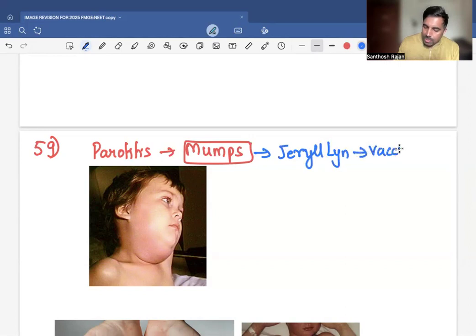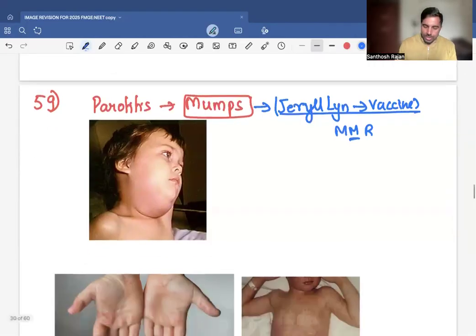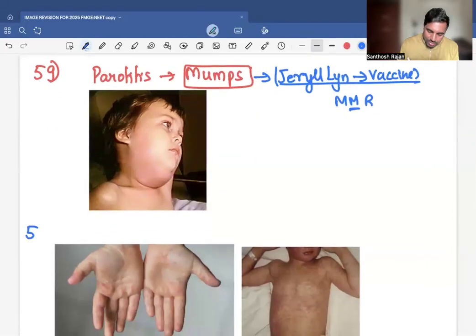For the MMR vaccine, the first M stands for mumps, which is made by the Jeryl Lynn strain. Okay, that's it for the vaccine. Remember, it's a live vaccine, of course. Now, the next one.